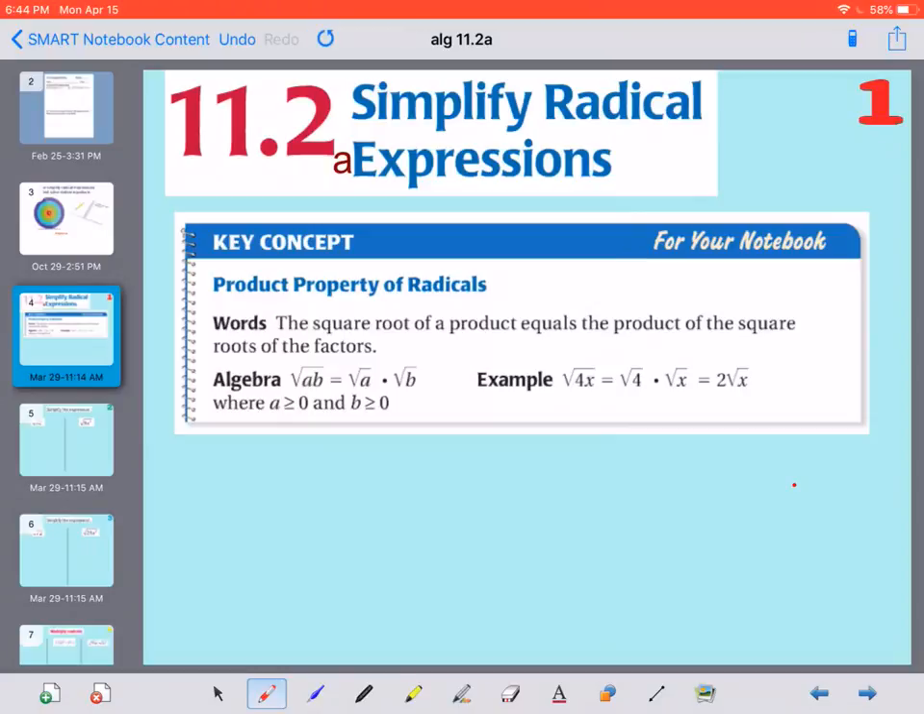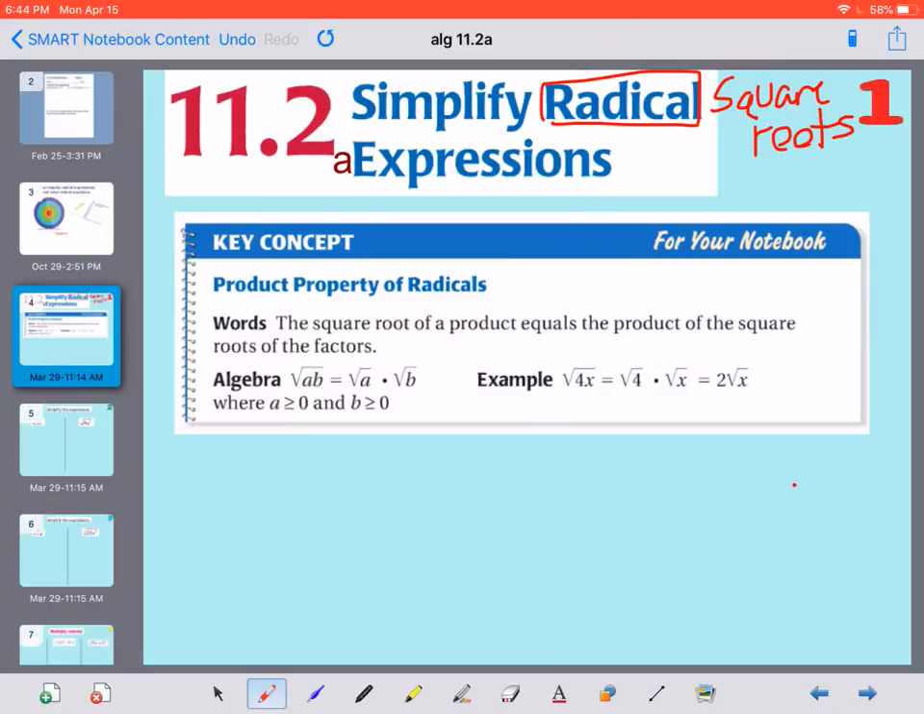Morning, everyone. Today we are starting chapter 11. We are starting with simplifying radical expressions. Now, radical is just another word for square roots. So what we're going to be doing today is simplifying terms with square roots in them.